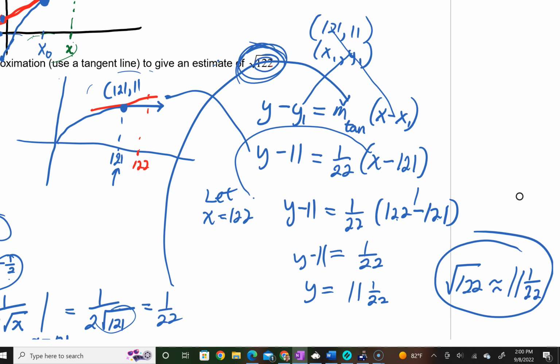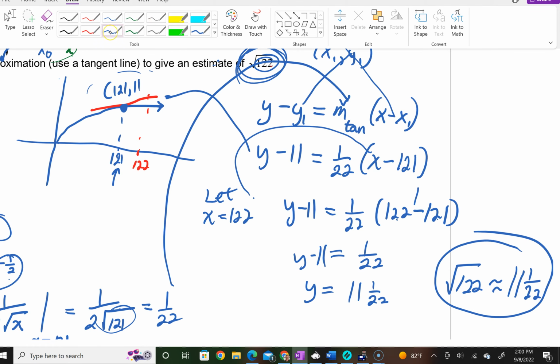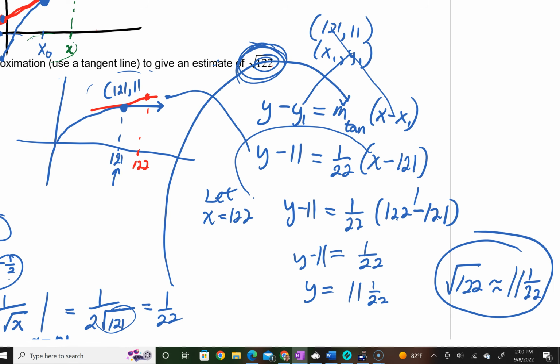We're very close with our estimate location-wise to where our point of tangency is. I guess what I really want to point out is we'd have the point 122 and 11 and 1 over 22 right here on that tangent line. Obviously, it's not exactly equal to what the function is. That would be down here. But we're finding a way to estimate functions. And this is a skill that you'll be asked to do time and again, where you'll use a tangent line to get an estimate.